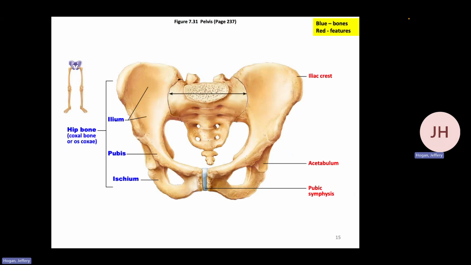So the ilium, right? This great big wing here, called the ala, or the wing of the ilium. We have the iliac crest here, or the top of the ilium. The pubis swings down around to the front, and we have the pubic joint right here, with a fibrocartilaginous disc at the pubic symphysis, which is where they join together.